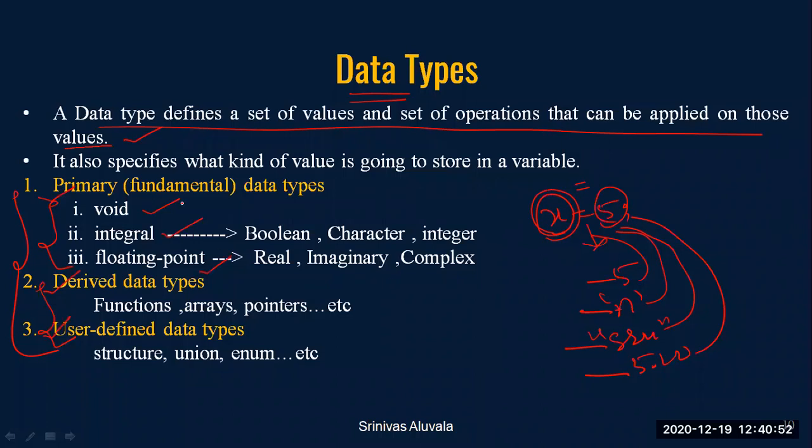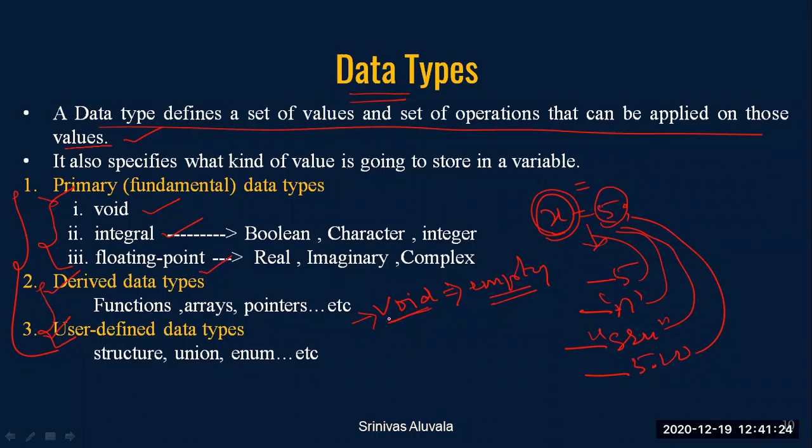What is void? When I say void, void represents empty. This void is a keyword. It is a reserved word in the character set of C language. It is used with some functions where functions don't return anything, or where functions don't have any parameters. That's where we use void.